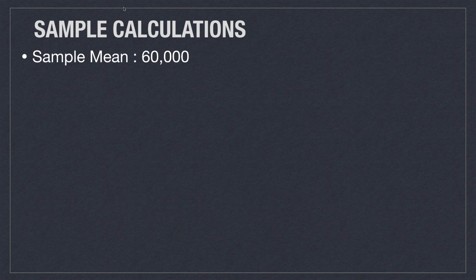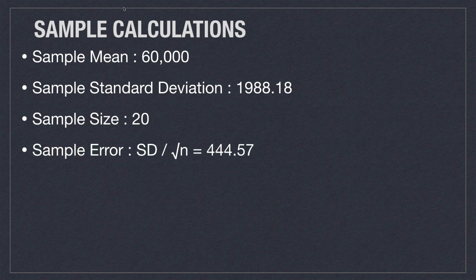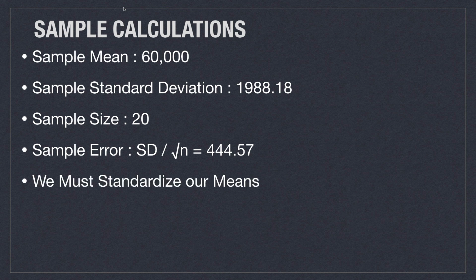So the very first thing we're going to need to do, and we've done this so many times, so I know you know how to do it, we are going to calculate our sample mean, which comes out to 60,000. Then, based off of, once again, our sample data, we're going to calculate our standard deviation, which comes out to 1988. Our sample size, as you saw, is going to be taken from 20 samples. And then we're going to calculate our sample error just by taking the standard deviation and dividing it by the square root of the number of samples. And that comes out to 444.5.